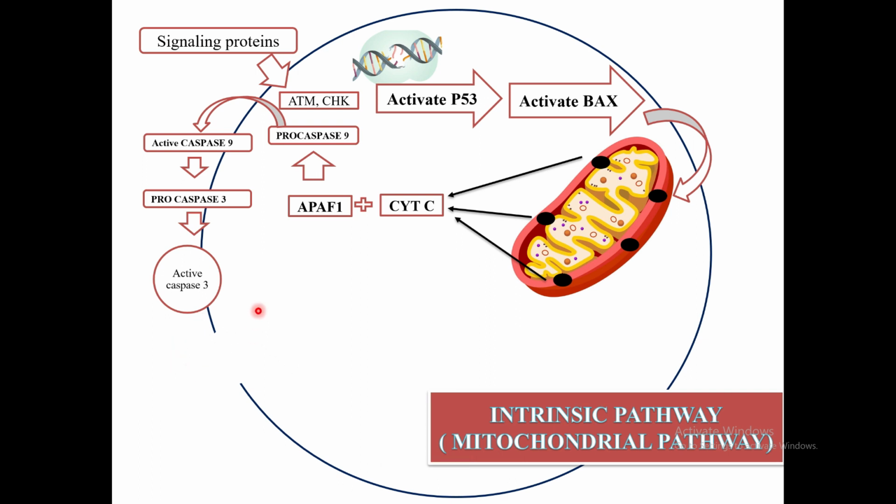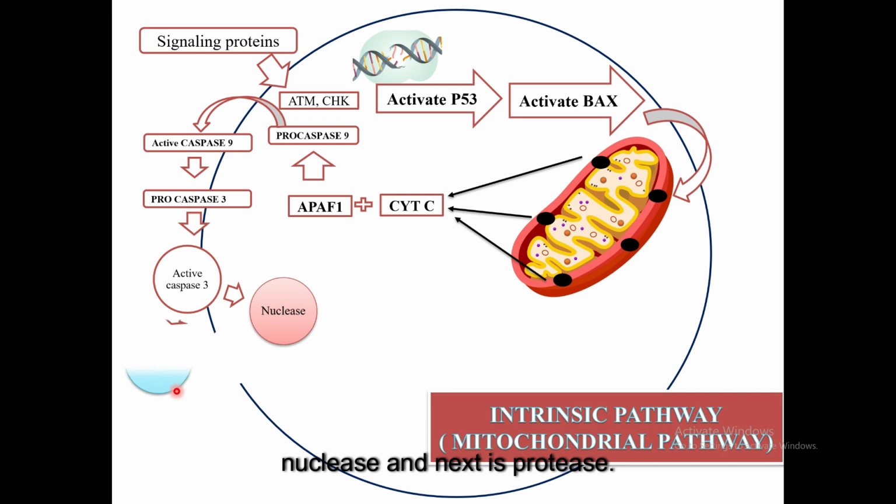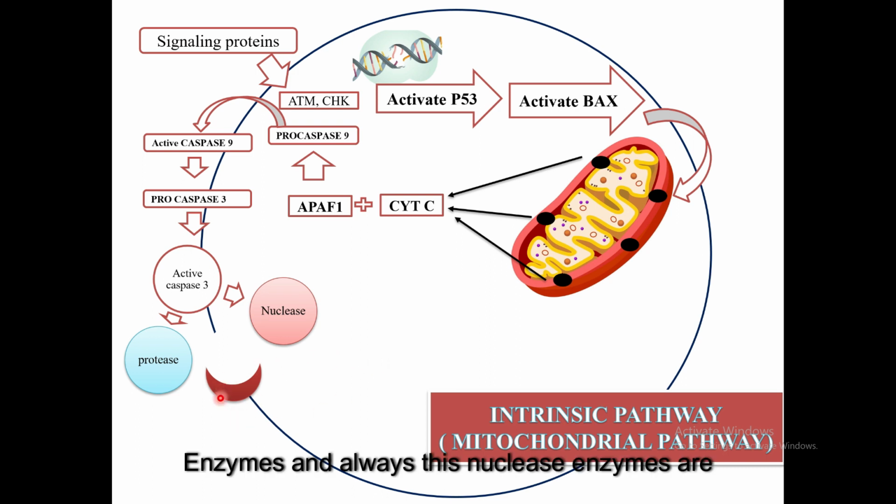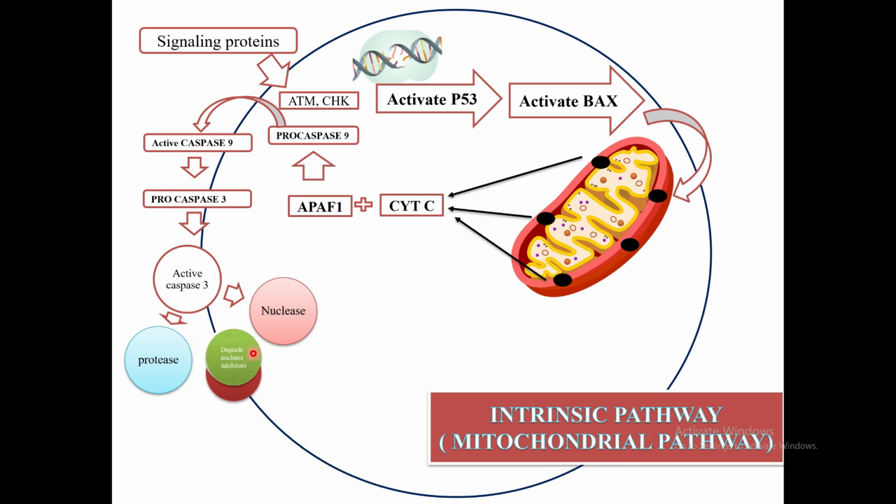Once this active caspase 3 is formed, it will activate two enzymes. One is nuclease and the next is protease. So let's talk about the basic concept of how the nuclease enzyme gets activated. Let's assume this is a nuclease enzyme, and these nuclease enzymes are always bound to some kind of inhibitor. Let's assume this green part that you are seeing is the inhibitor. So the nuclease is inhibited by these inhibitors, which bind to it.